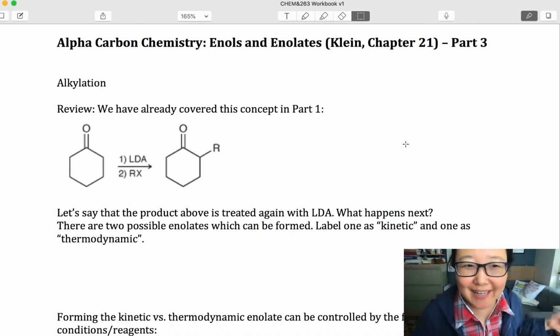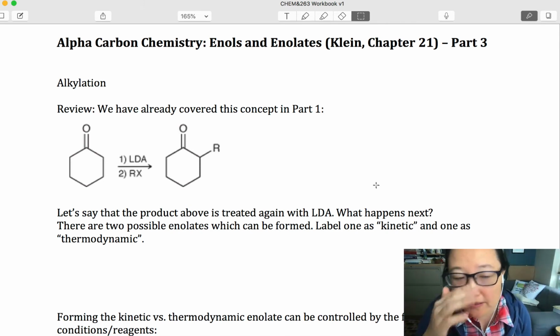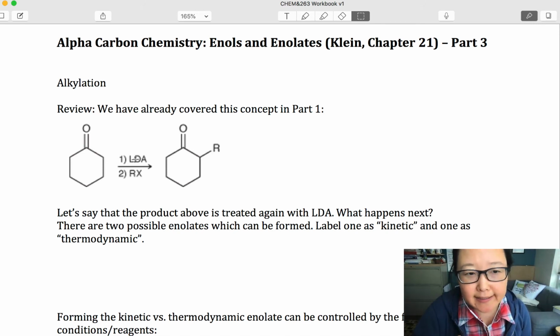Good morning, everybody. Here we are with part 3 of the Enolates chapter. And we're going to start by investigating some different bases that we can use. So this one here is LDA.